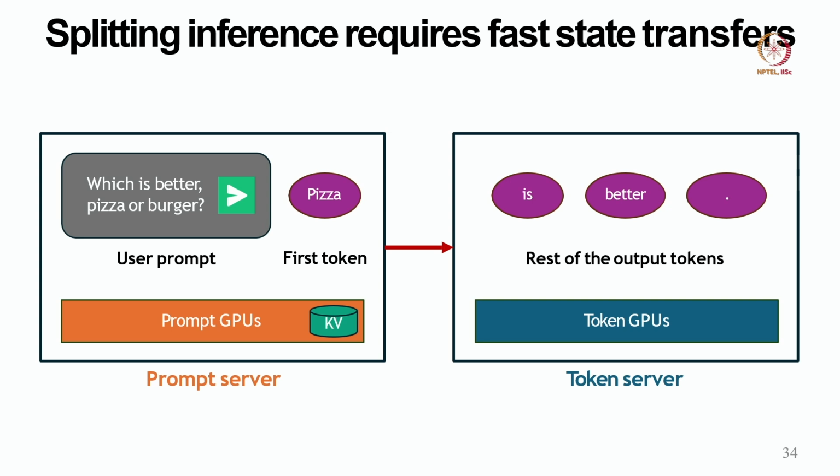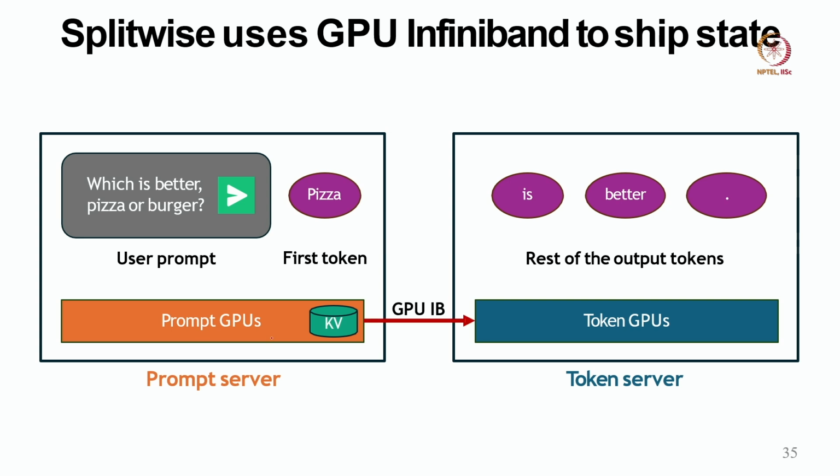Okay. So, we can have prompt GPUs and we can have token GPUs. Whenever the prompt server finishes the execution of the prefill, then the KV cache can be transferred to the token server, right. So, let us say there is some GPU input buffer, so that GPU input buffer can take the KV cache from the prompt server to the token server.